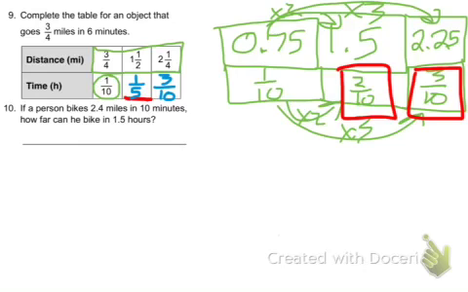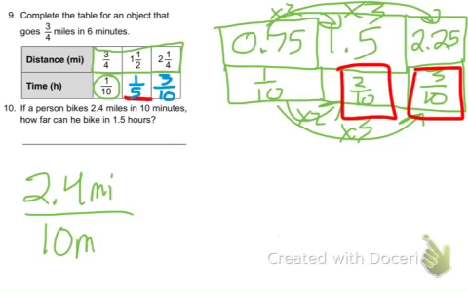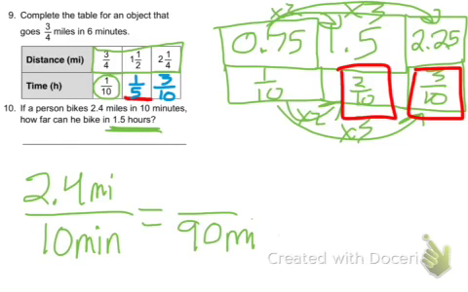Now number 10, if a person bikes 2.4 miles in 10 minutes, how far do they bike in 1.5 hours? Okay, well we have minutes here. So how many minutes is 1.5 hours? Well, 1 hour is 60 minutes. An hour and a half is actually 90 minutes. So make sure we don't use 1.5. We need to use 90 minutes.